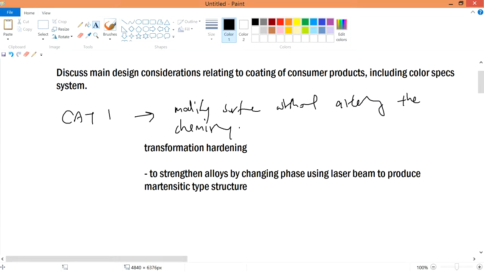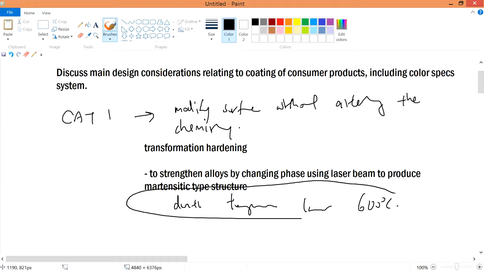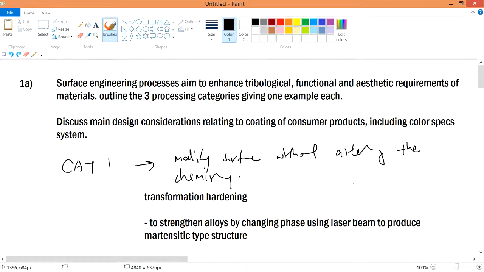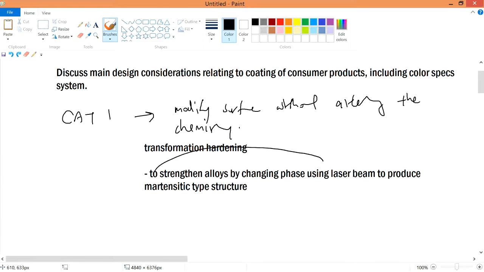So transformation hardening is to strengthen the alloy by changing the phase, using a laser beam to produce a martensitic type structure. Nonetheless, you can also create a ductile structure with good toughness if you use the laser to control it at about 600 degrees Celsius. This is adding up. It's also in the slides. But because this is only the example, you just simply write simple words.